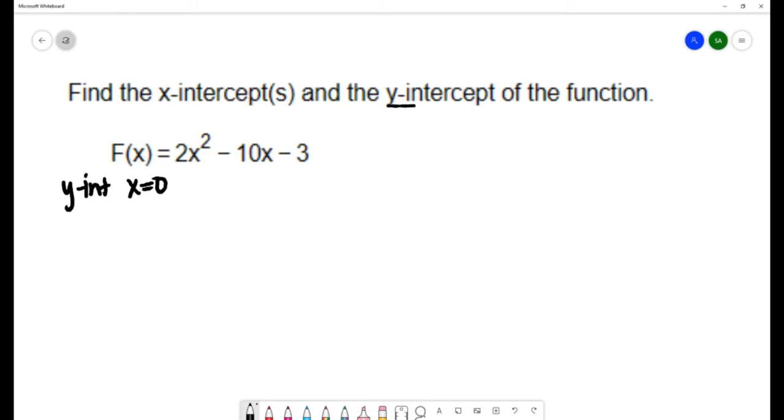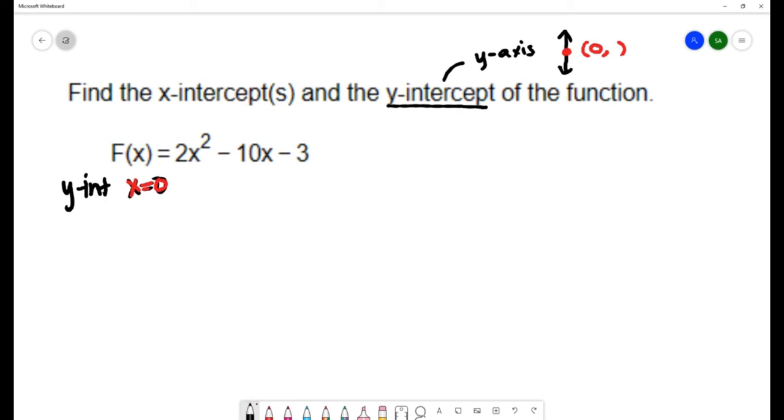The definition of a y-intercept is where the graph crosses or touches the y-axis. The y-axis is that vertical axis, and if we think about all of the ordered pairs that are on the y-axis, all of them have an x-coordinate of 0. So that's why we let x equal 0 to find any y-intercepts.